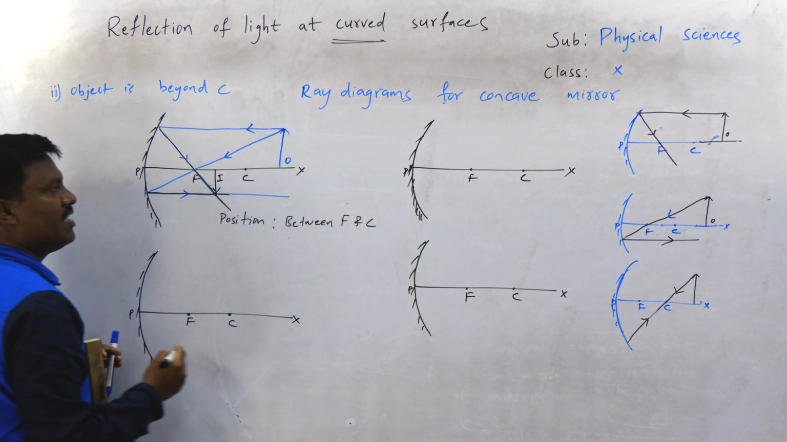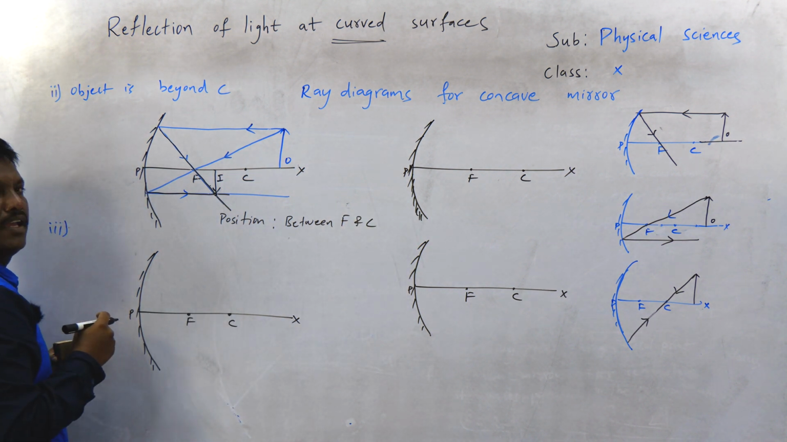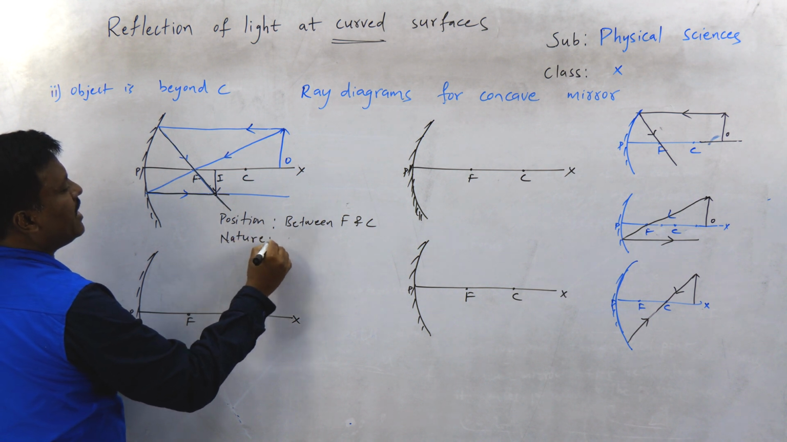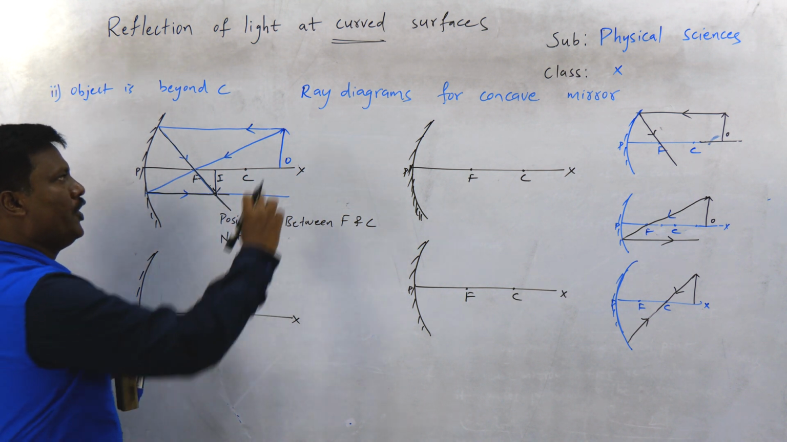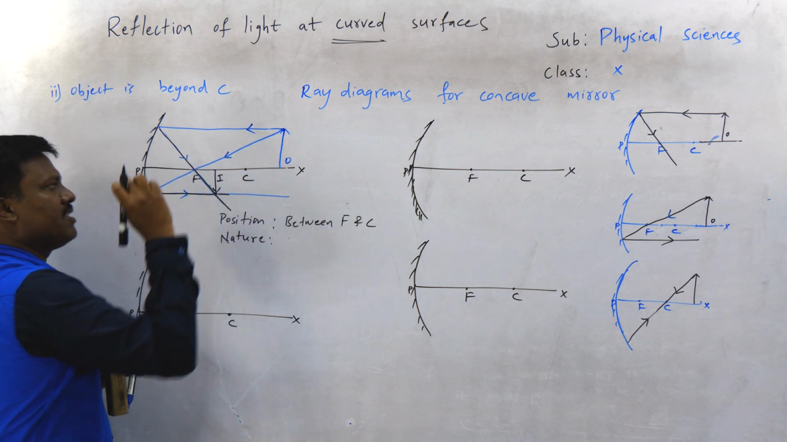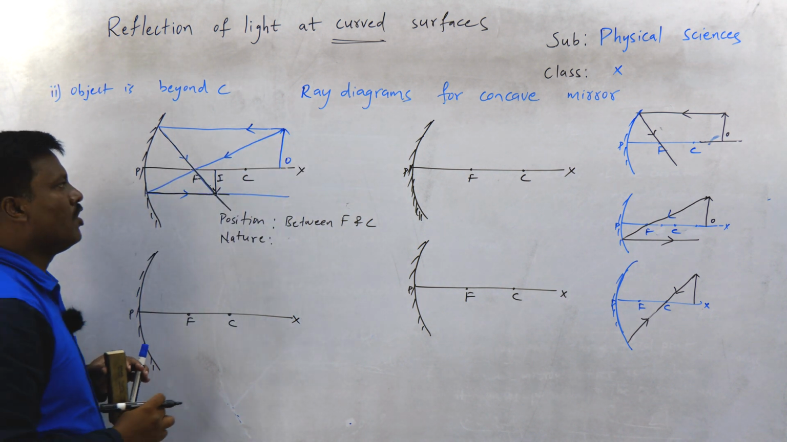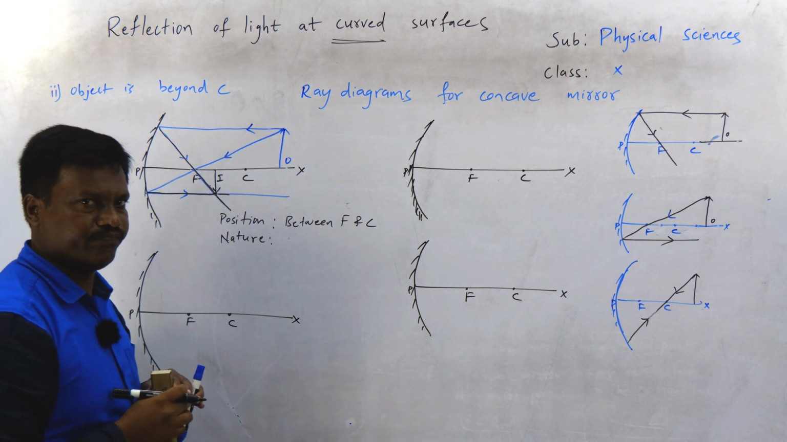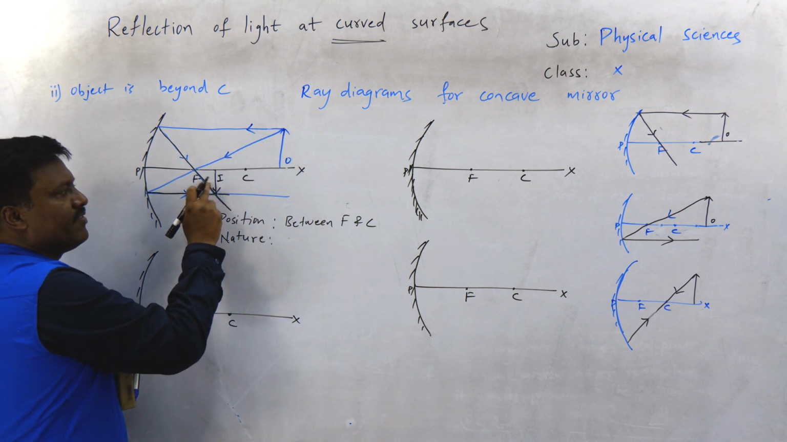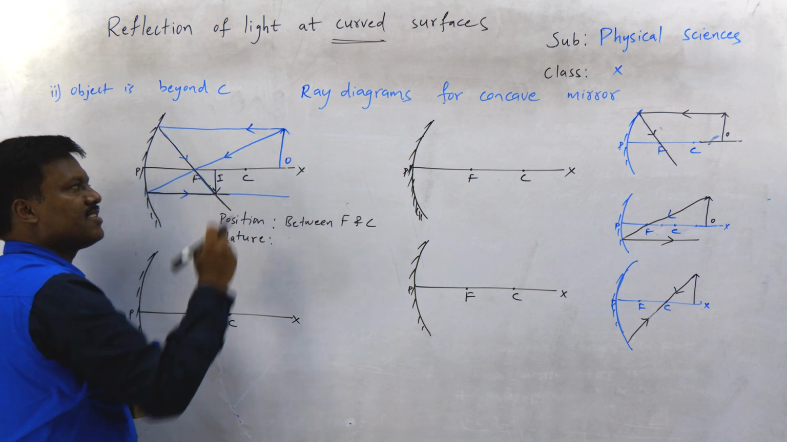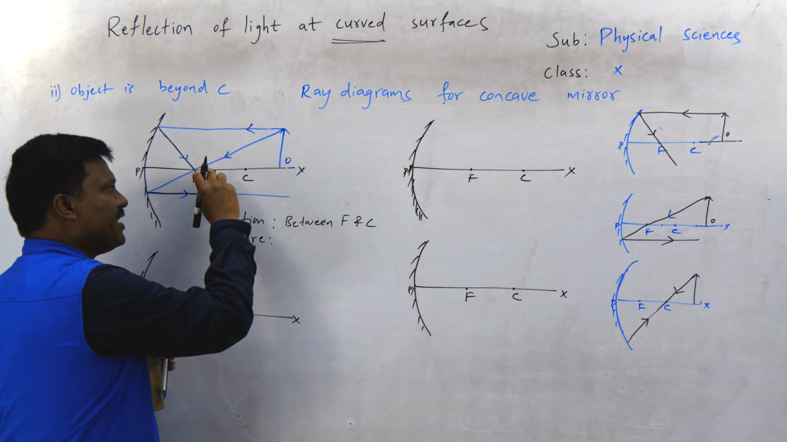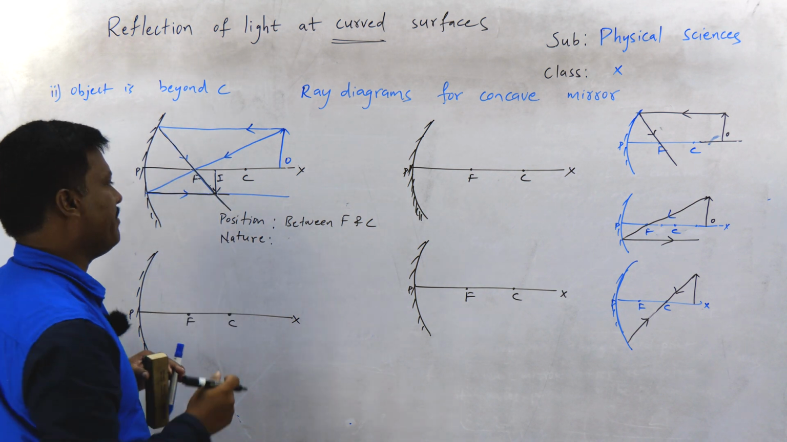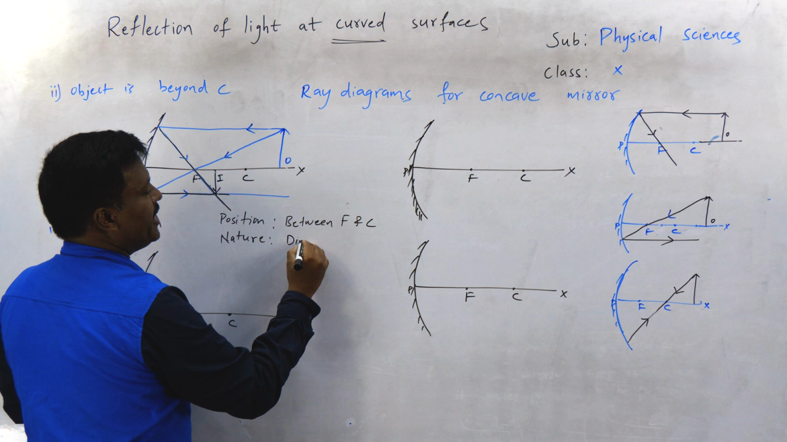Between focus and the center of the curvature. Now, the nature and characteristics of the image we are going to understand. You see the size of the object and you compare the size of the image. Is the size of the image and size of the object same? No. Size of the image looks smaller than the size of the object. If the size of the image is smaller than the size of the object, we call it diminished image. So the image is diminished.